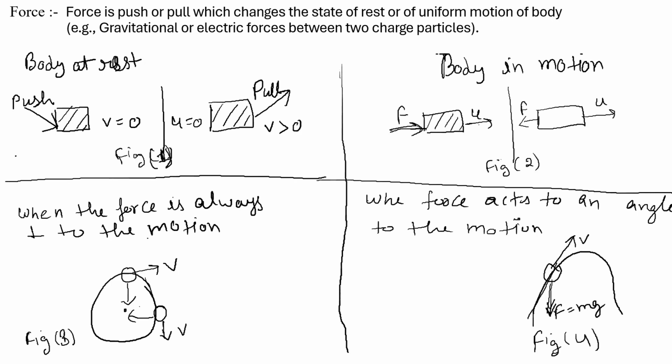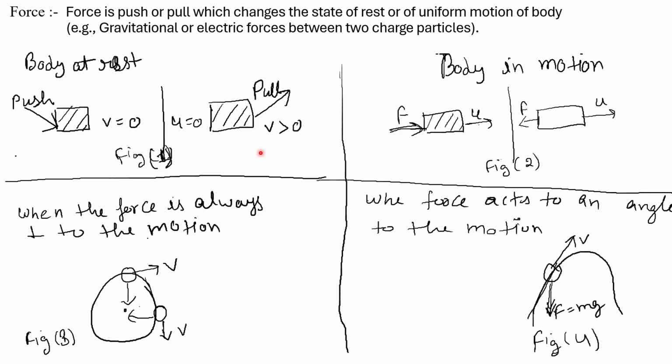Now, what is force? Force is a push or pull which tries to change or changes the state of rest or of uniform motion. That is, force is a cause of translatory motion. It arises from the interactions of bodies either due to contact or from a distance, for example, gravitational or electric forces between two charged particles.